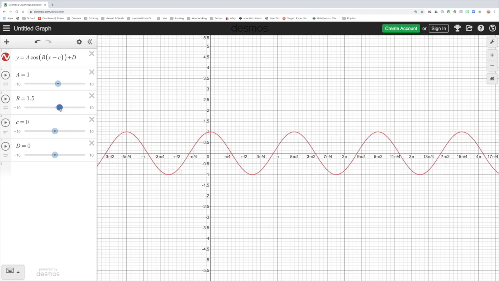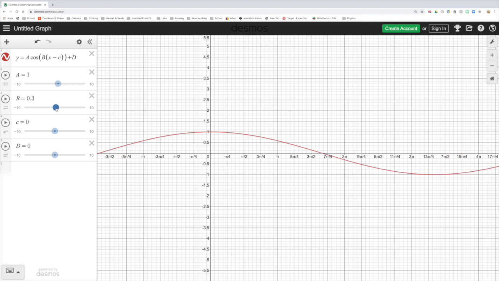What if b is 1/2? Or 0.5, right? That'd be 1/2. There, okay? Now, what just happened? Now it got stretched horizontally, okay? And now instead of repeating at 2 pi, it's going to repeat at 4 pi. So from 0 to 4 pi, you see how there's one wave right in here. From 0 to 4 pi, you're only seeing one wave.